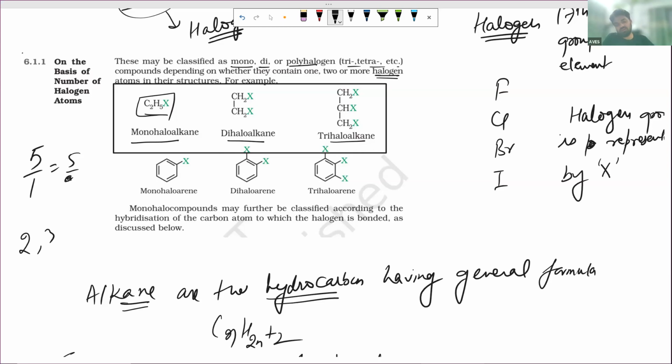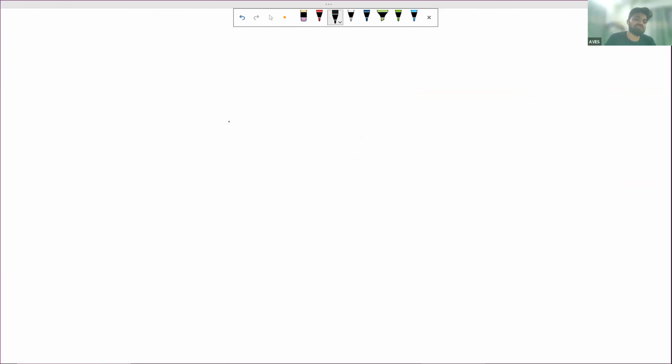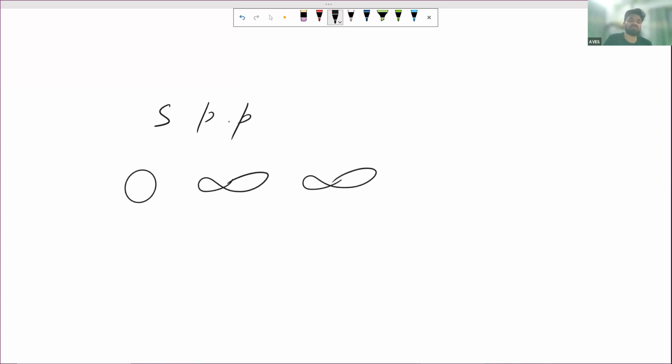Got it? Now moving to the next part, which is hybridization. Hybridization is a concept that you have studied in the 11th standard. It is the intermixing of orbitals when two or more different kinds of orbitals combine together, like for example 1s and 2p orbitals. They mix together and form a new hybrid orbital, that is sp3 hybrid, or sp2 hybridized orbital.